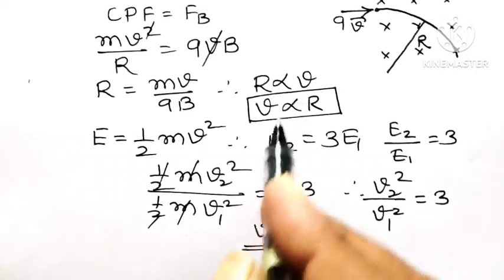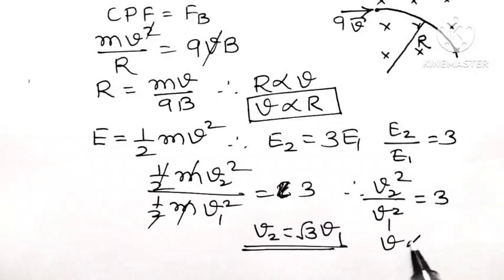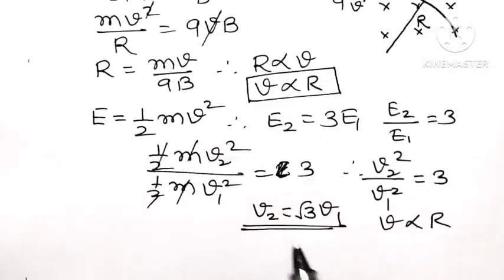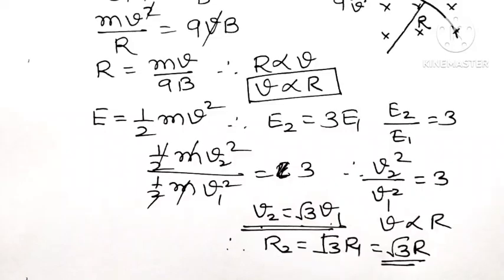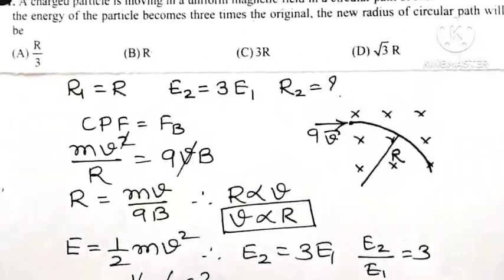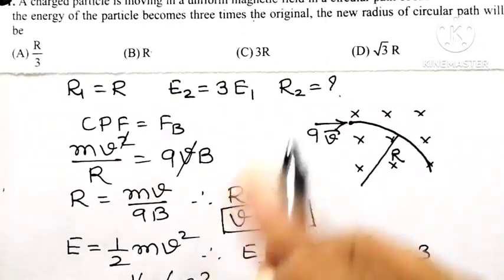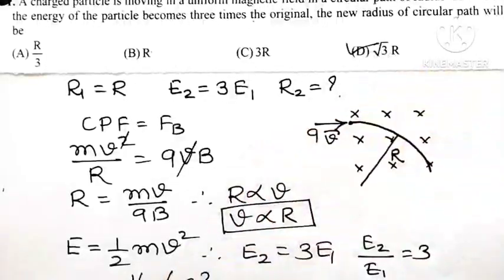But we know that V is directly proportional to R, and as V2 is equal to root 3 V1, therefore R2 is equal to root 3 R1, that is equal to root 3 R, because R1 is equal to R. So R2 is equal to root 3 R1. So out of 4 options, option D is the correct option for this question.